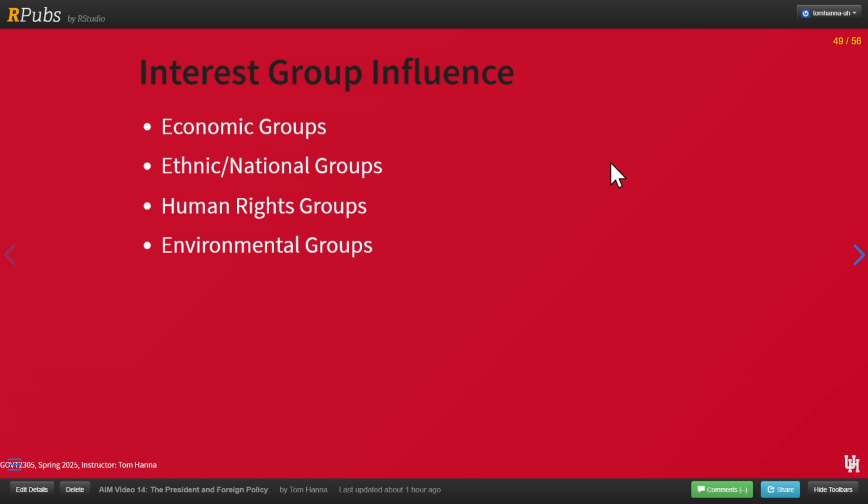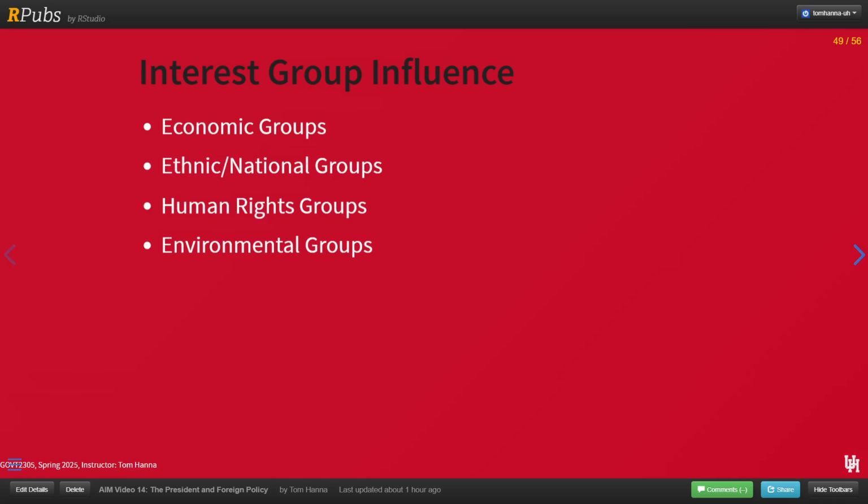What about some of those interest groups? So interest groups can include everything from economic groups like labor unions or corporations or groups of corporations, associations representing different industries, to ethnic and national groups.